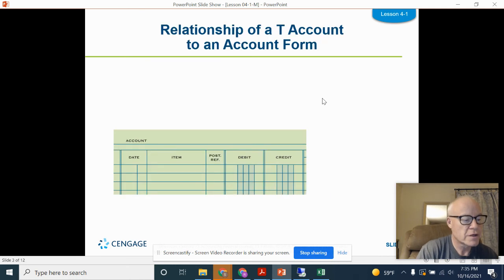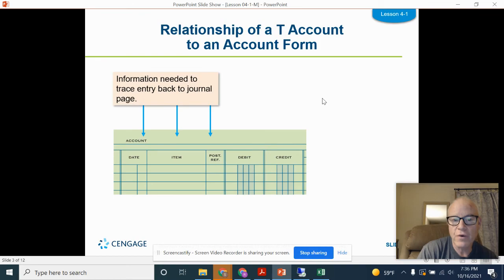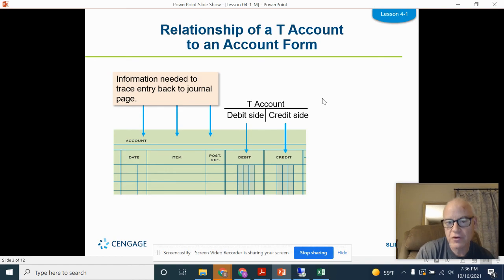All right. So next we have the relationship of a T account to an account form and information needed to trace back to the journal entry. We, of course, need to make sure we have an account title in here. All right. Then when we drop in what we remember from chapter 2 about the T accounts, debit being the left side, credit being the right side, as we post into our account form, into what we call the general ledger, we're posting debits and credits from each account into each account as activity appears in the multi-column ledger.